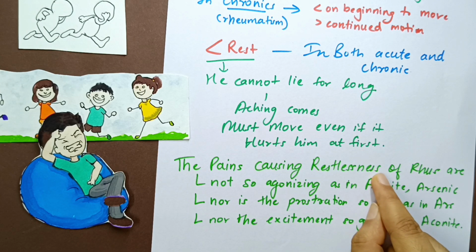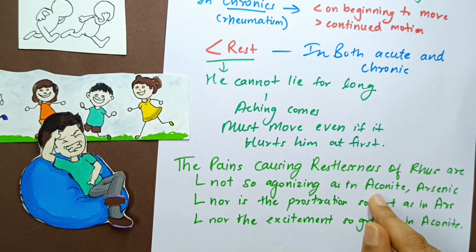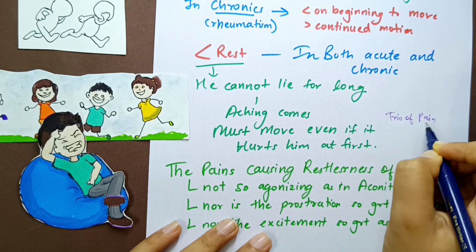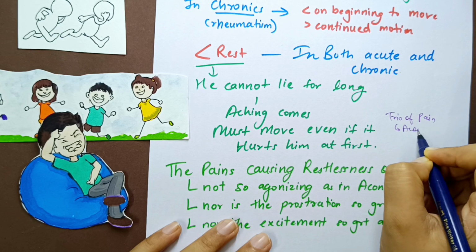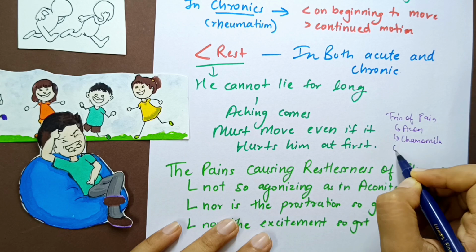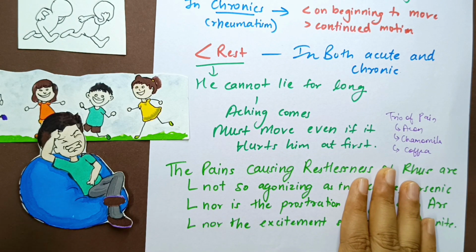Now I have told you when we were discussing aconite, Dr. Nash mentions that aconite is a pain remedy. So extreme pain is there in aconite, and aconite forms a trio with chamomilla and coffea for pain. So the trio of pain, I hope you remember, consists of the remedy aconite, the remedy chamomilla, and the remedy coffea. These three have maximum pain. That is what Dr. Nash says.